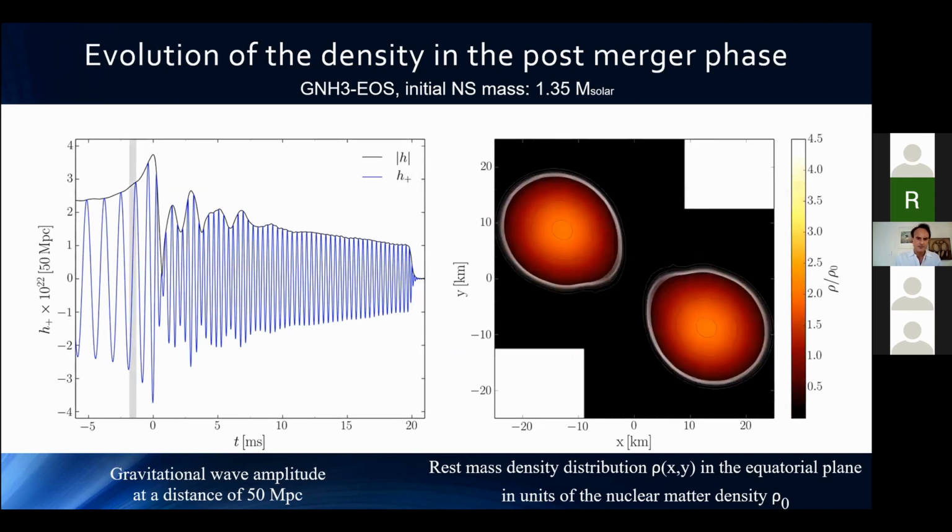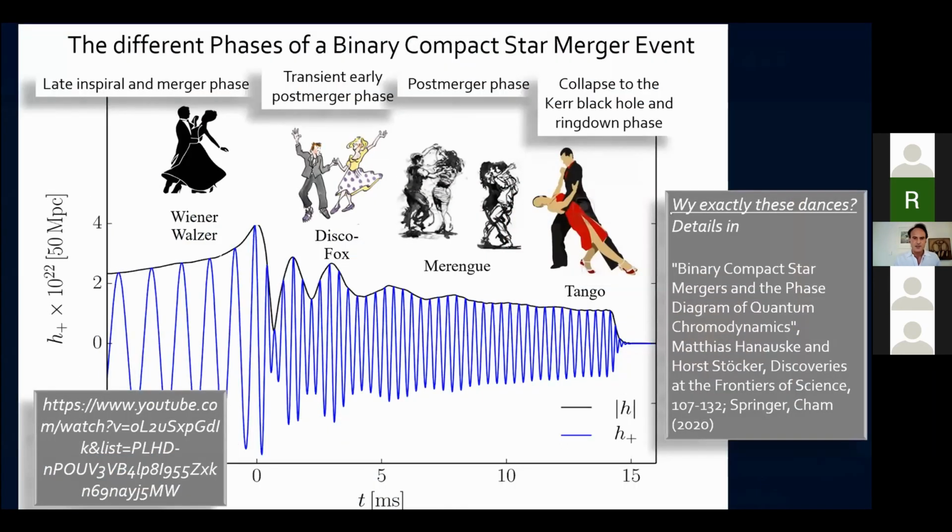So one can divide the different stages into the inspiral phase. This is what we saw in the gravitational wave emission. And then we see a kind of wild post-merger phase, which one can explain with these dances then. You can maybe look in this paper, but the main thing is the following: we get the inspiral phase, a wild post-merger phase, and then a quasi-stable phase, and then the collapse to a black hole.